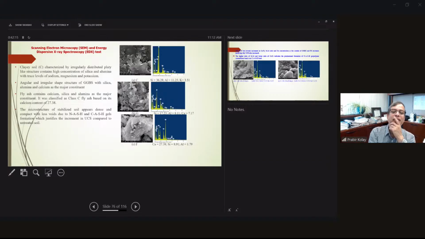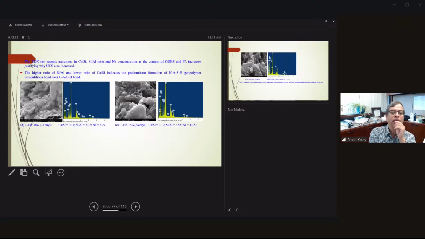And then again, this is the scanning electron microscope image of the pure clay. This is GGBS, this is fly ash particles, and then with 28 days, the 10% fly ash, 10% GGBS, how it looks is much more condensed structures with fewer voids, because of the formation of either calcium silicate hydrate or calcium aluminate silicate hydrate.